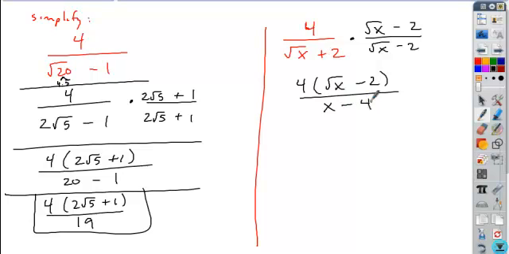Can I cancel these 4's? No. This is a monomial factor. This is a term of a binomial factor. You can only cancel if they're exactly the same. There's nothing else to simplify here. And so this would be your solution.